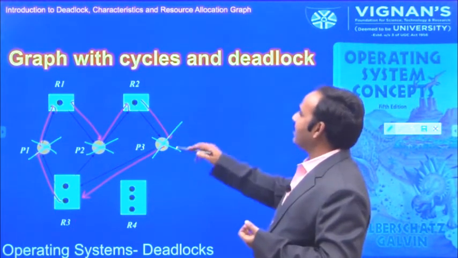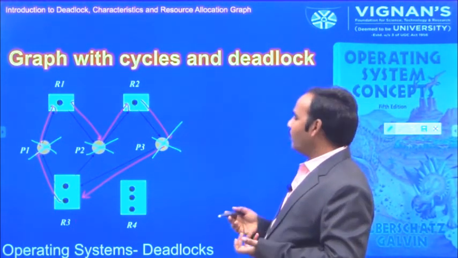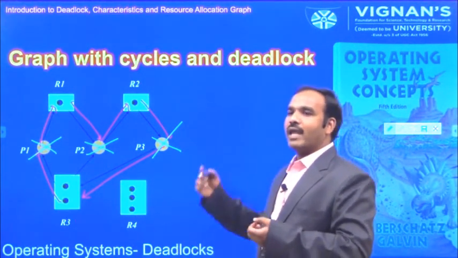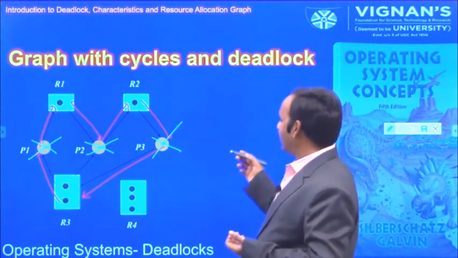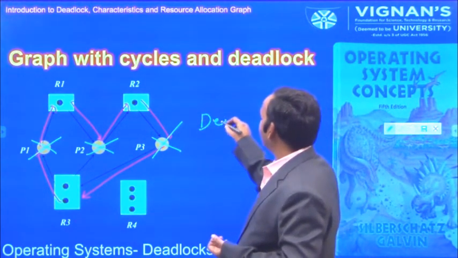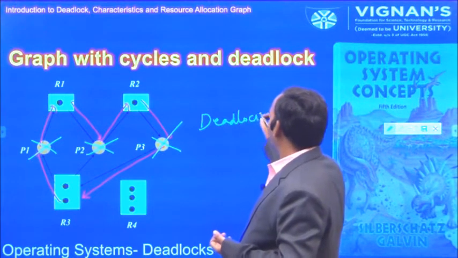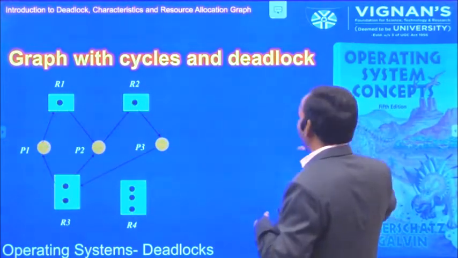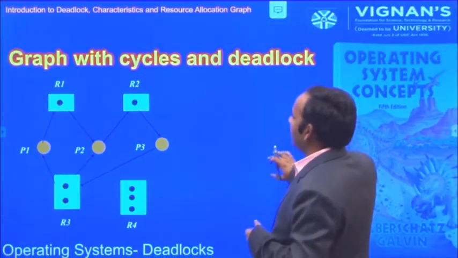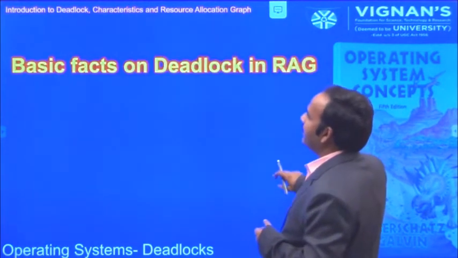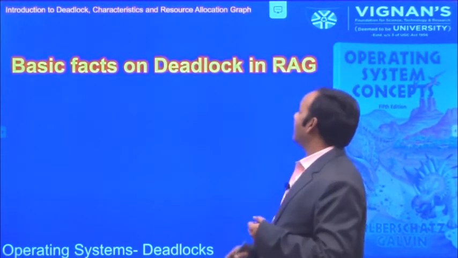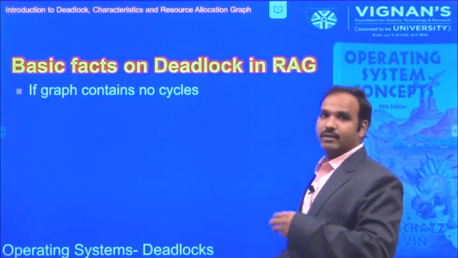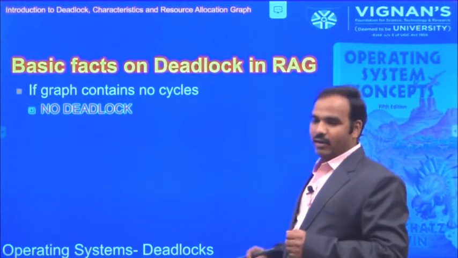Here there is a cycle. Therefore, even with multiple instances, sometimes the cycle may lead to deadlock. Here there is a deadlock. From these 3 examples, you can find the facts. What are the basic facts on deadlock in RAG? The first basic fact is, if a graph contains no cycles, there is no deadlock.